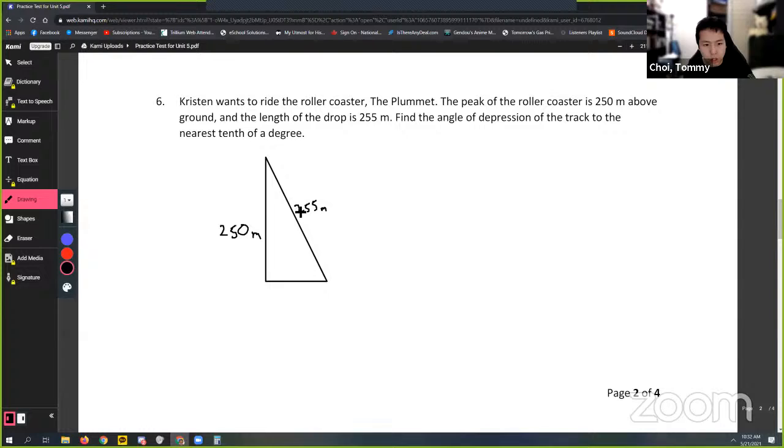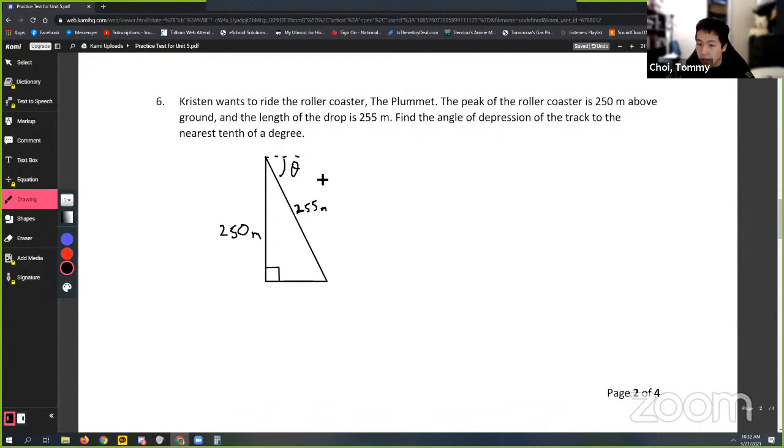So the drop would be here, right? That's where the track would go. If there was like a coaster, it drops this way, like this. So once we have that, we know this has to be 90 degrees here because it's the height of the roller coaster. And it says, find the angle of depression to the track to the nearest tenth of the degree. So the angle of depression here would be this, right?